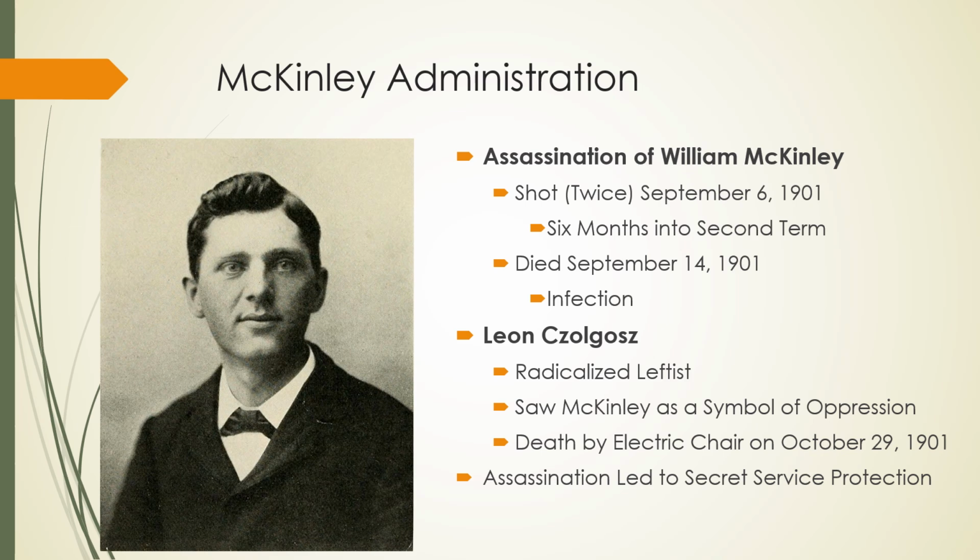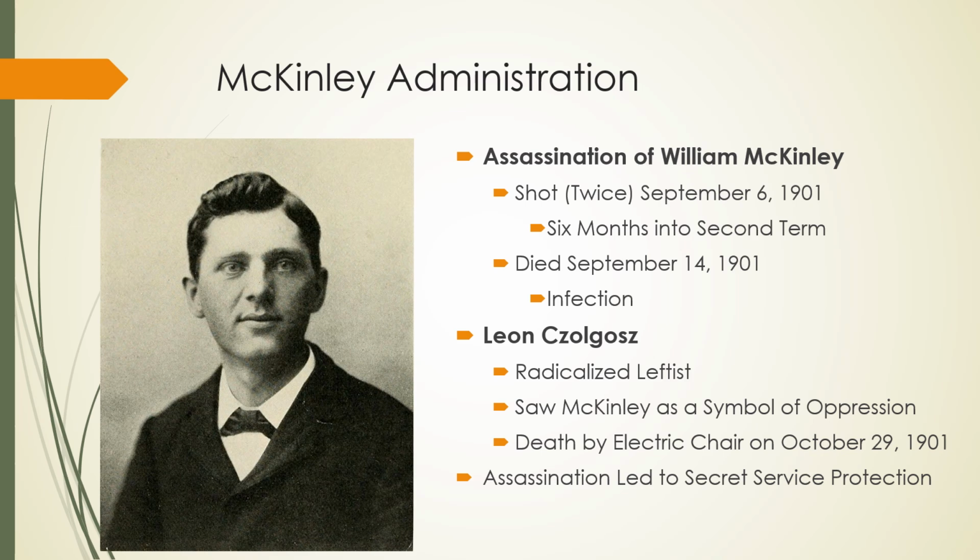The guy who shot him, Leon Czolgosz, was a radicalized leftist. He was a worker, part of the working class, the proletariat. He had been listening to speeches by some other Marxists, and he saw McKinley as a symbol of oppression and shot and killed the president. He was sentenced to death by electric chair in October of 1901.